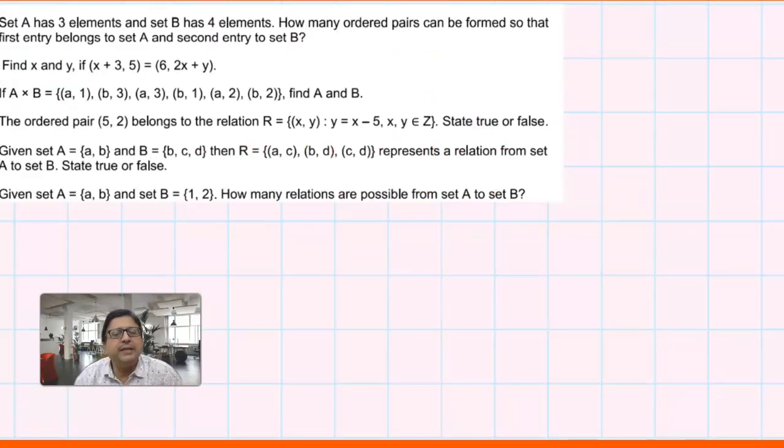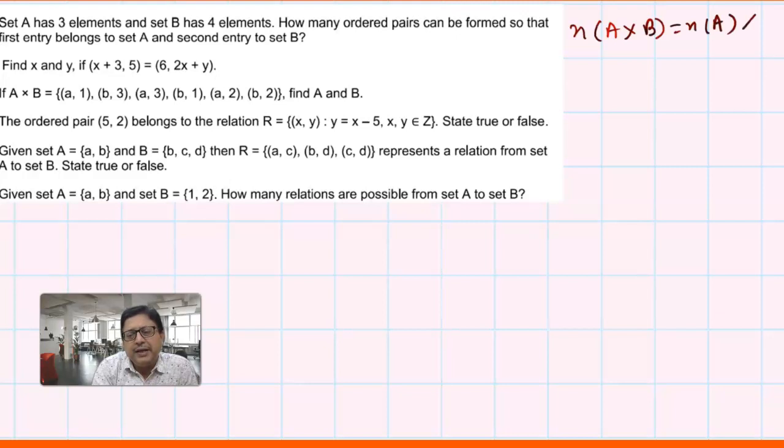Set A has 3 elements, set B has 4 elements. How many ordered pairs can it form so that the first entry belongs to set A and the second entry to set B? This is just the number of elements in A cross B. That is going to be NA multiplied by NB. This is equal to 12.